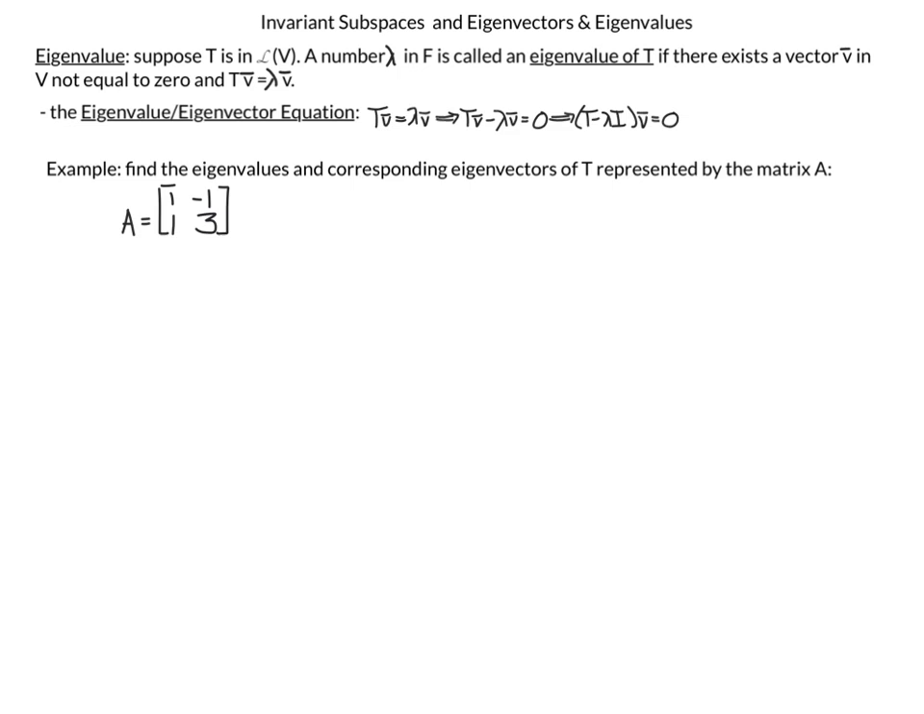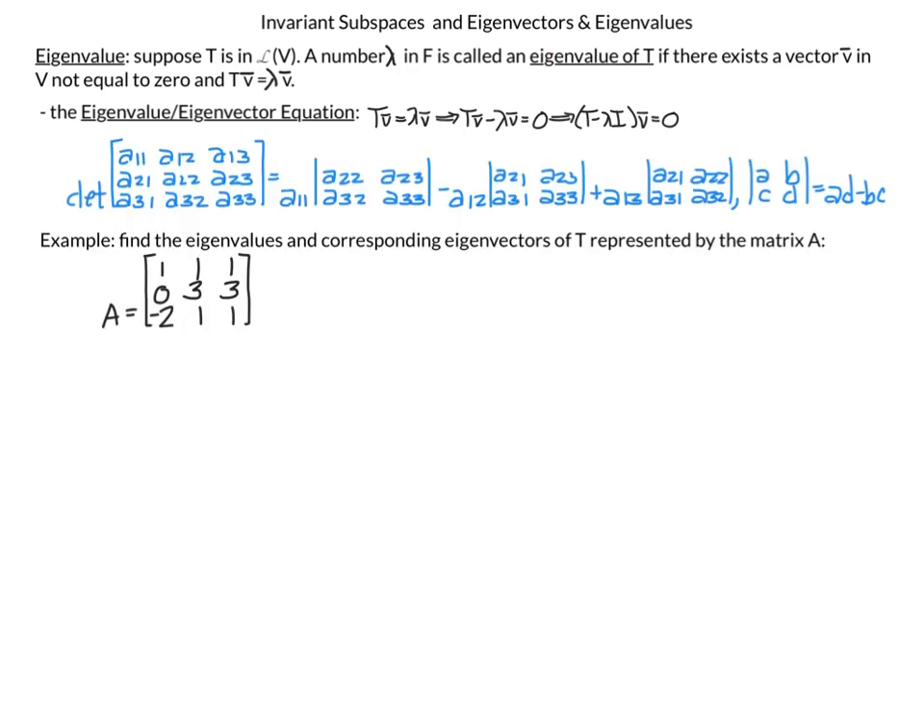And there is one other comment I'm going to make, is our matrices are always going to be square because we're talking about linear operators. Since T maps from V to V, we will always have square matrices. My next example is to find the eigenvalues and corresponding eigenvectors of a transformation T represented by a 3 by 3 matrix A, whose column vectors are 1, 0, negative 2, 1, 3, 1, 1, 3, 1.